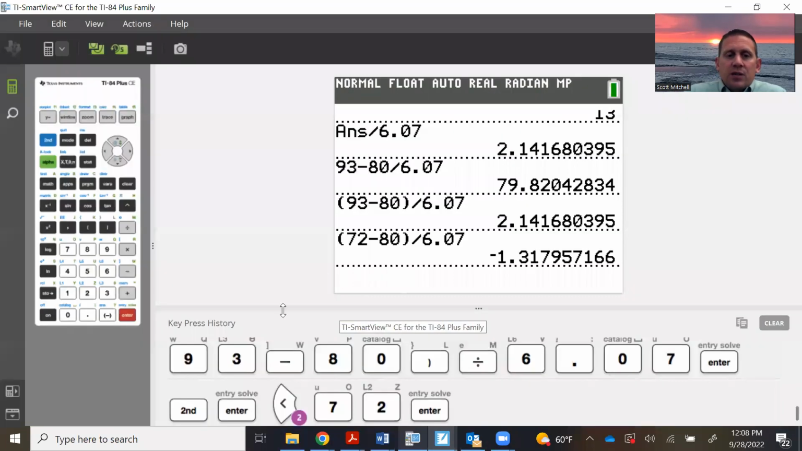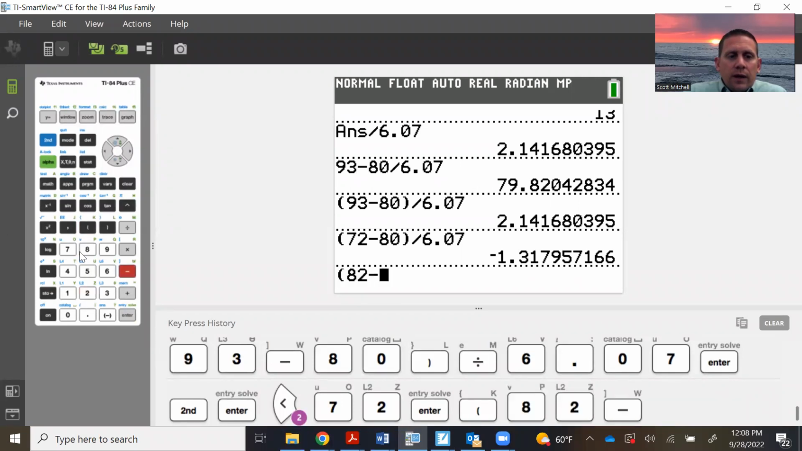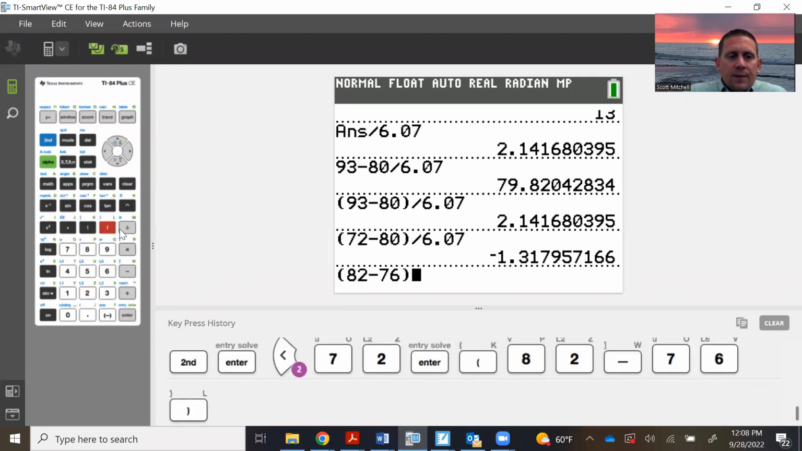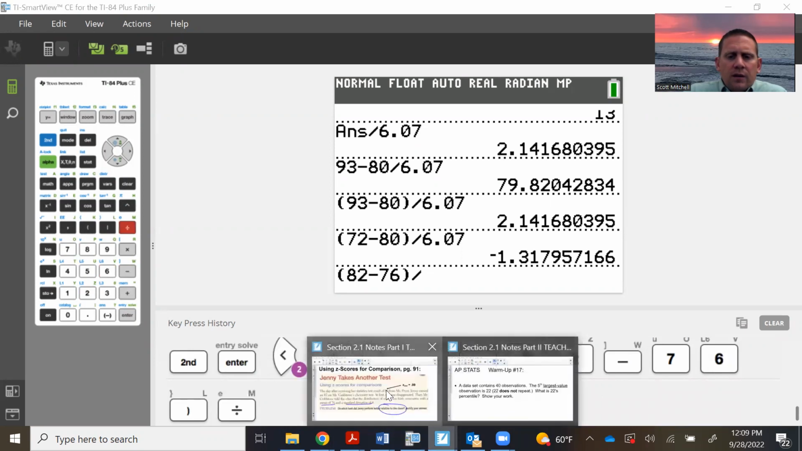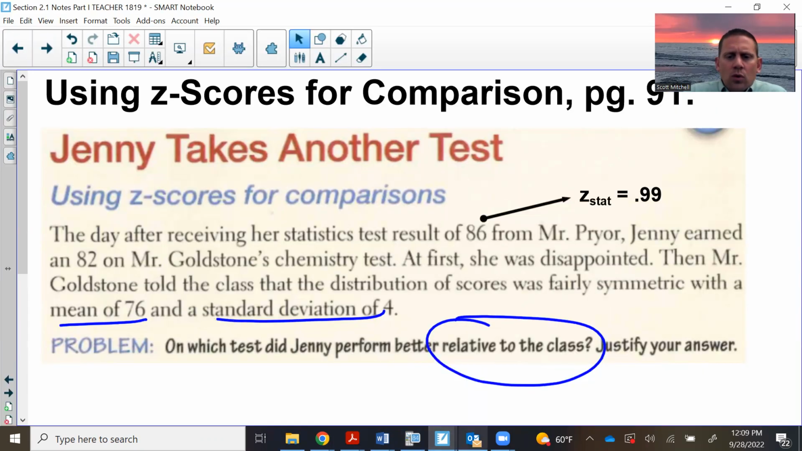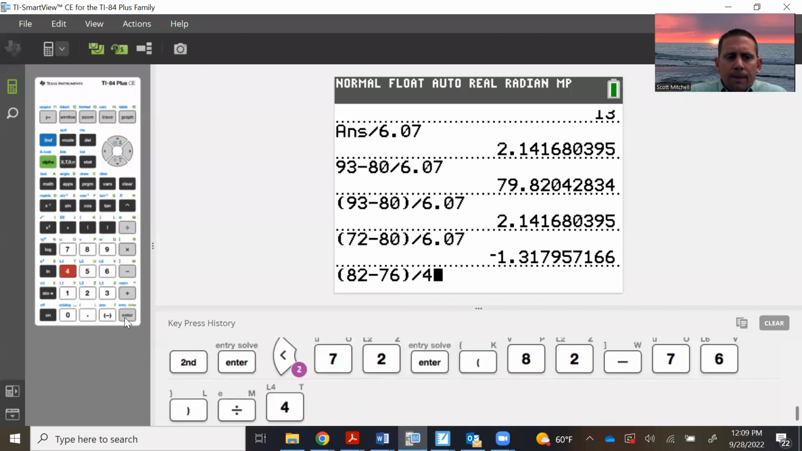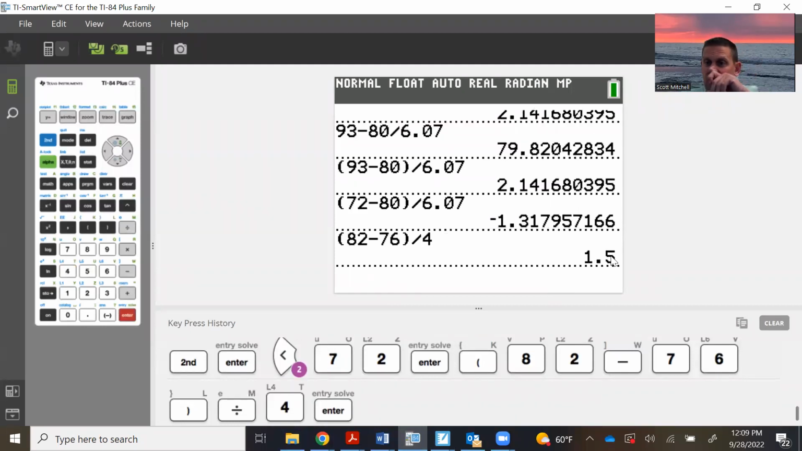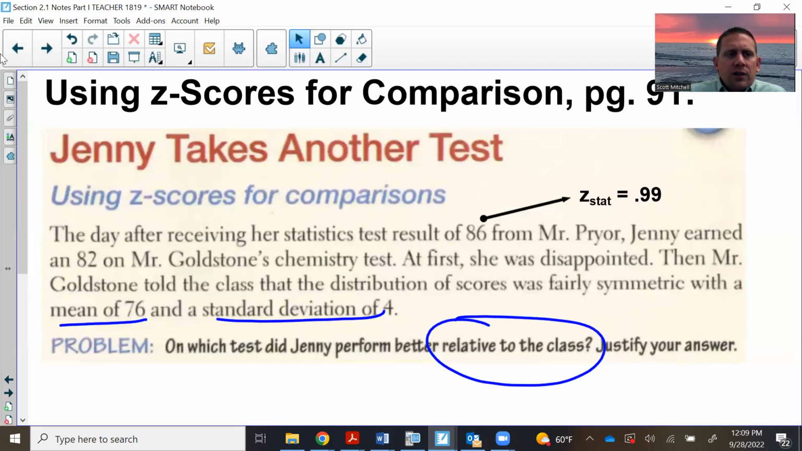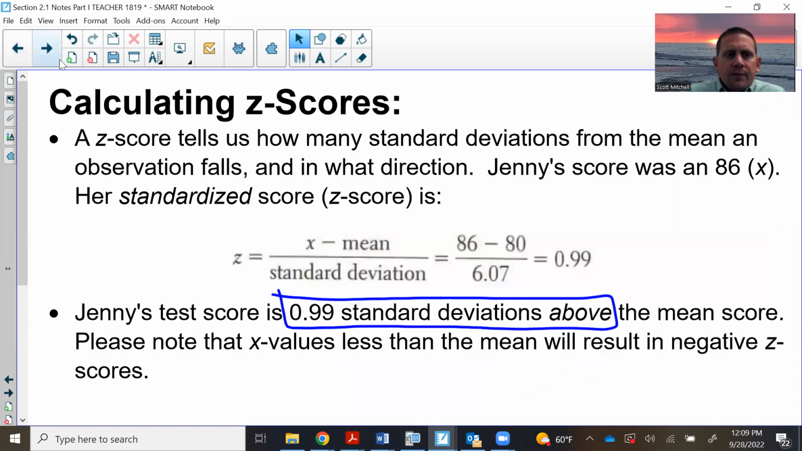So she got an 82. And the mean score was 76. And then what was our standard deviation? 4. So Jenny got a 1.5 as her z-score. When we looked at the other calculation, she got a 0.99.